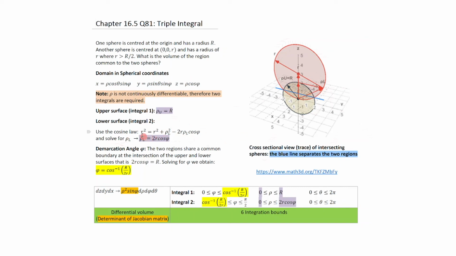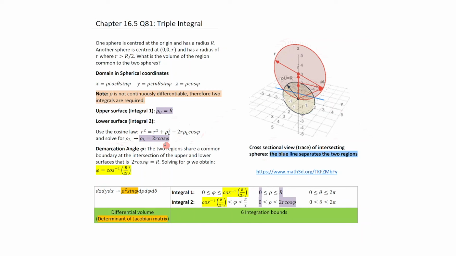For triangles, r squared equals r squared plus rho l squared minus 2r rho l cos phi. Cos phi is basically the angle in here, and we have an r here, this is rho l, we have an r here, and we have an r here. So you can express this length in terms of this length and the angle between the two, and that is cosine phi. Anyway, if you simplify that, you get rho l equals 2r cosine phi.